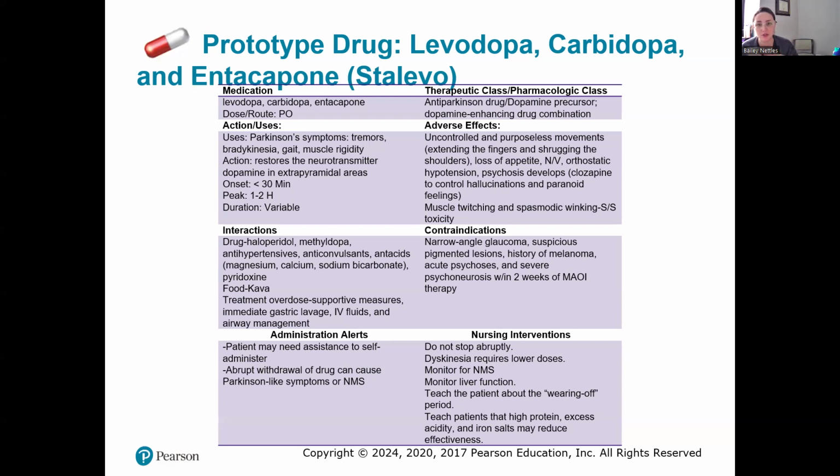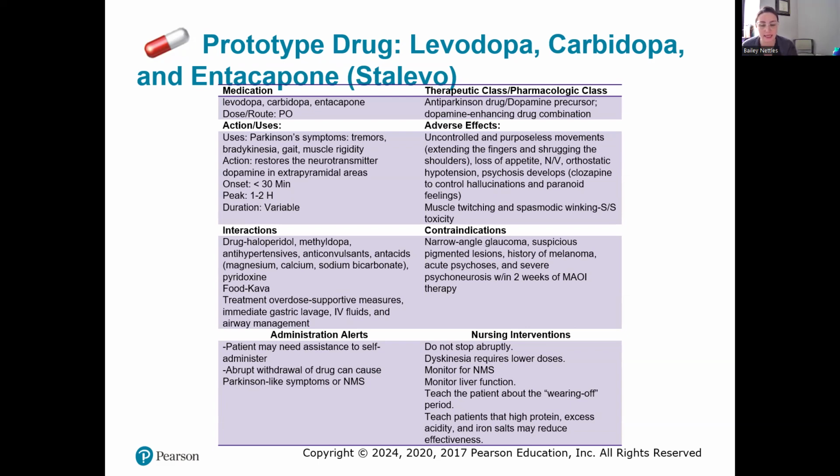This dyskinesia is not the same thing as bradykinesia. Bradykinesia is the slowing of movements, so you have trouble chewing consistently. Dyskinesia is kind of like the tremors. It's just trouble with movement. So monitor for NMS, monitor their liver function, and teach the patient about the wearing off period.